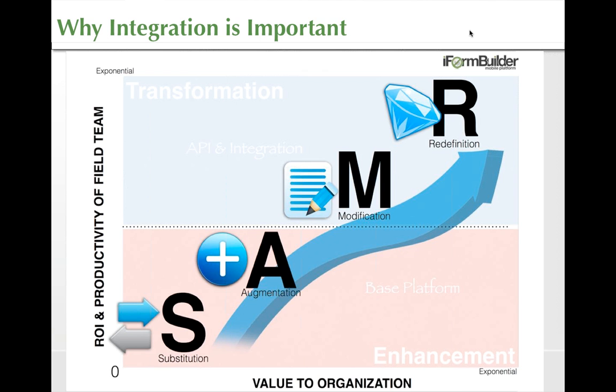Now, once you get above the dotted line into the transformational phase, that's really where you're going to start modifying your workflow. Now, when we say modifying your workflow, that might be a matter of dispatching records out into the field.